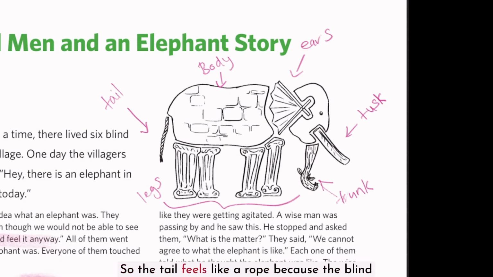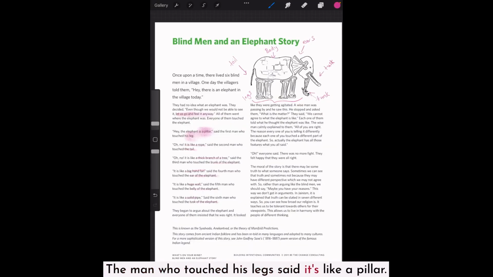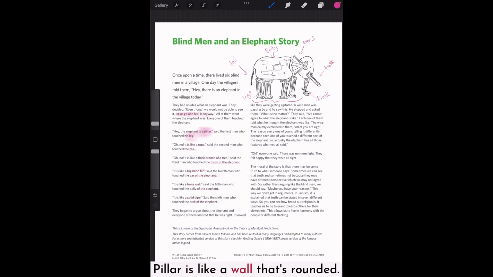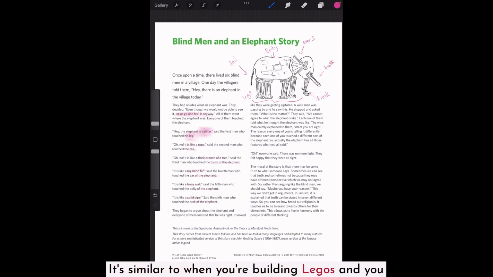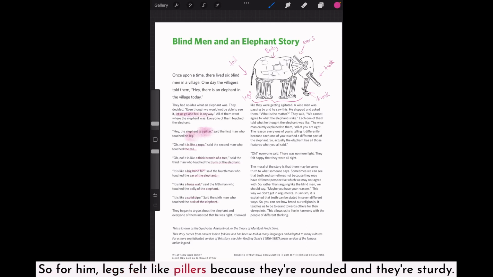So the tail feels like a rope because the blind man has felt what a rope feels like before. The man who touched his leg said it's like a pillar. A pillar is like a wall that's rounded. It's similar to when you're building Legos and you have those small rounds to make the floor for a house. So for him, legs felt like pillars because they're rounded and they're sturdy.